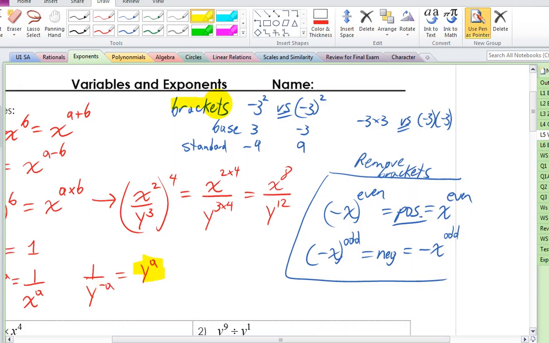Okay, watch out for brackets, what they mean. Okay, with the difference between these two questions. And always remove brackets, so you've got to focus if you have a negative sign on whether the exponent's odd or even, on whether you get a positive or negative final answer.